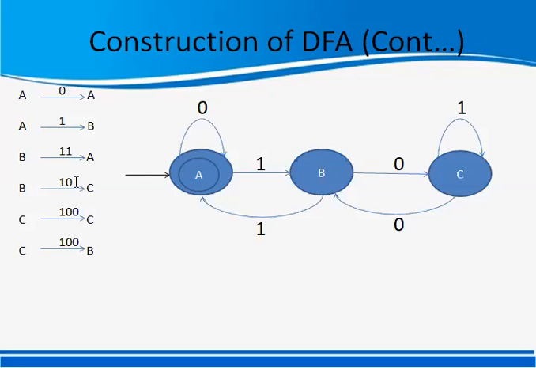Now we will check for the input 0. From state B on input 0, our complete string becomes 1 0, and it is equivalent to decimal number 2. When we divide 2 by 3, it gives remainder as 2. And here the state C represents the set of all strings that generate remainder as 2. So from state B on input 0, our next state will be C.